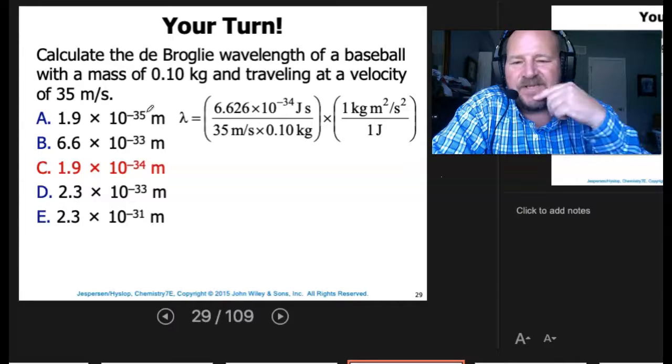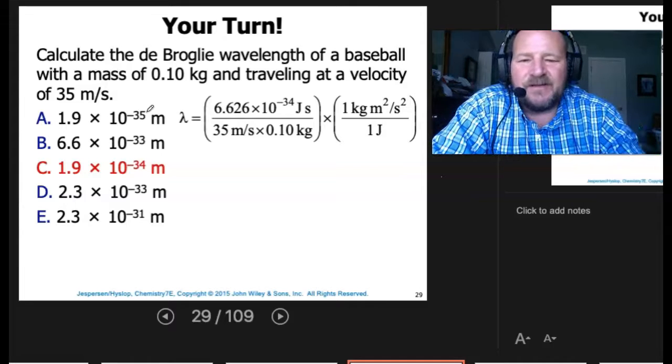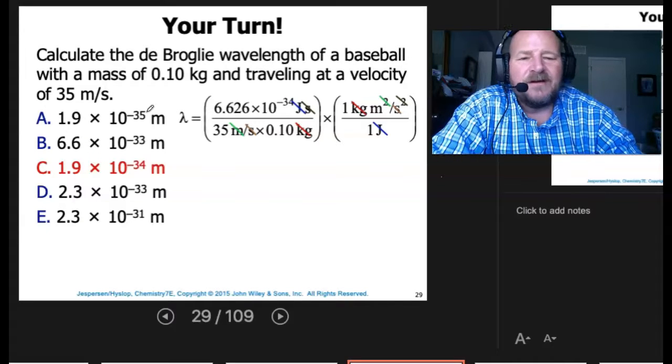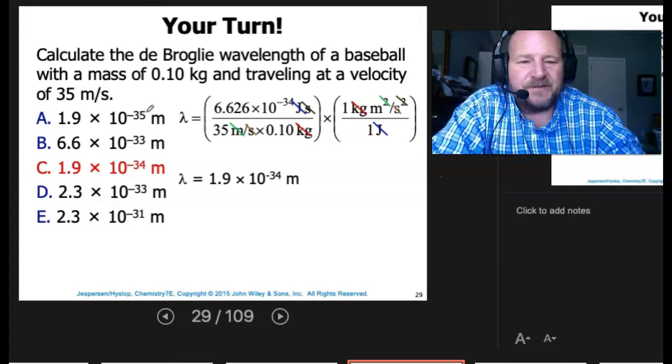Again, he said lambda was equal to h over mv. So we're going to say 6.626 divided by the 35 meters per second times 0.10 kilograms. Got to make some unit corrections here. Get the joules to cancel out, kilograms to cancel out, meters will cancel out, seconds will cancel out twice. And that's how we got to 1.9 times 10 to the negative 34 meters.